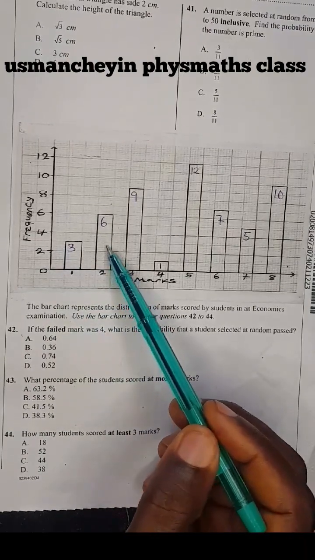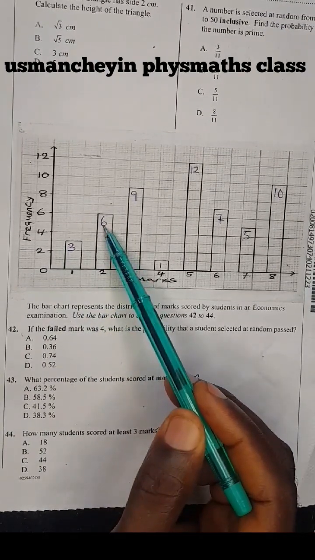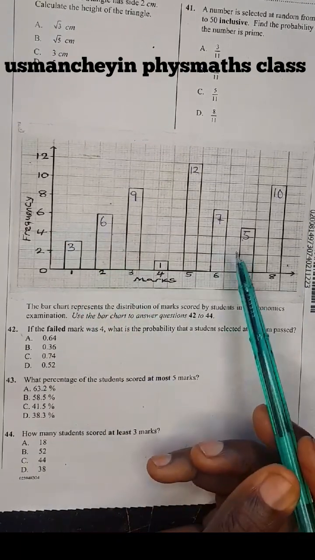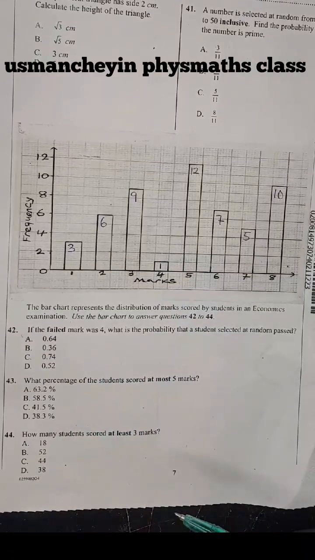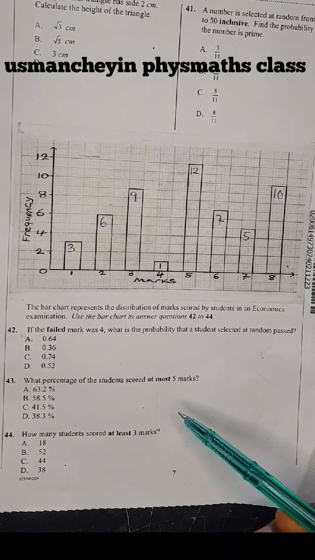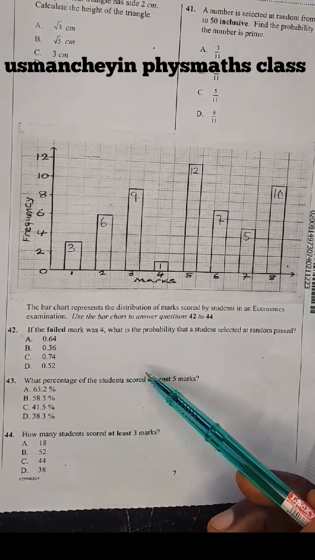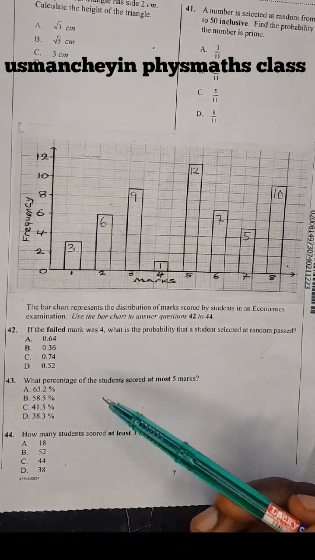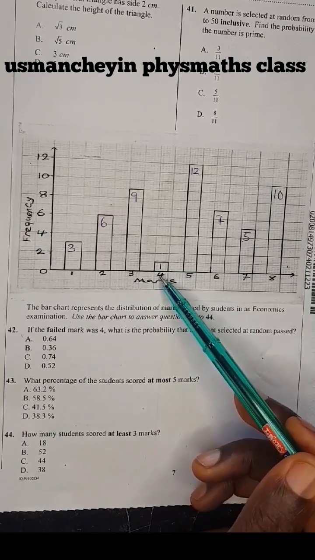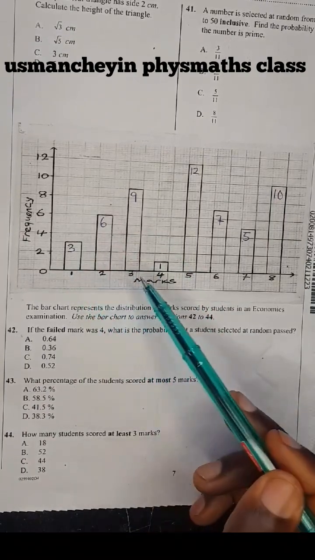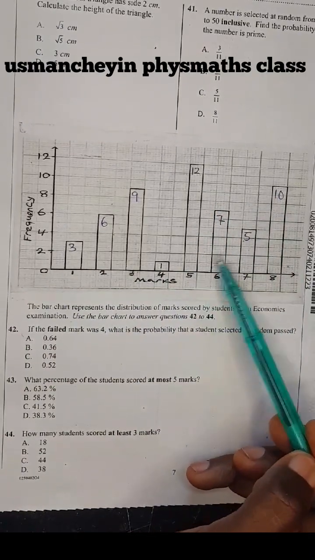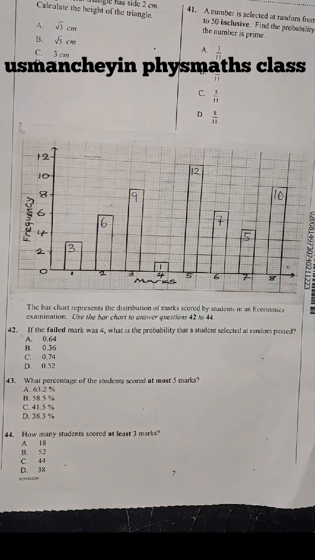Now, if you look at the second one, the number of students that scored 2, they are actually 6, because this one is just straightforward. They are 6 continuously. Now, we are looking for the probability of those students that passed, if the fail mark was 4. So if the fail mark was 4, it means that all these students have failed. The only students that passed are those that scored 5 upward.